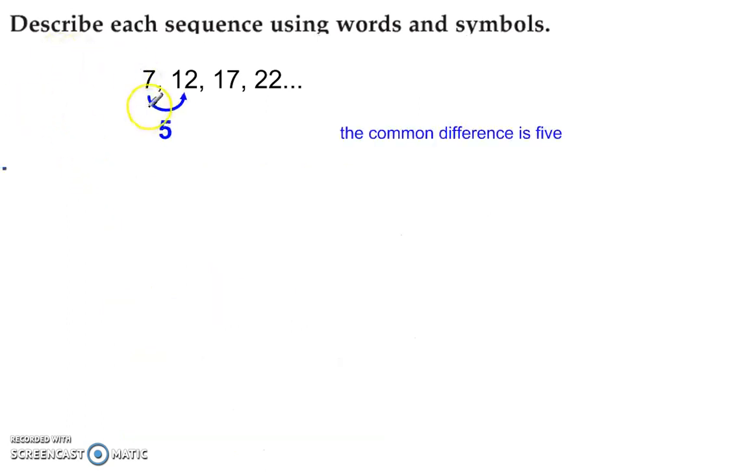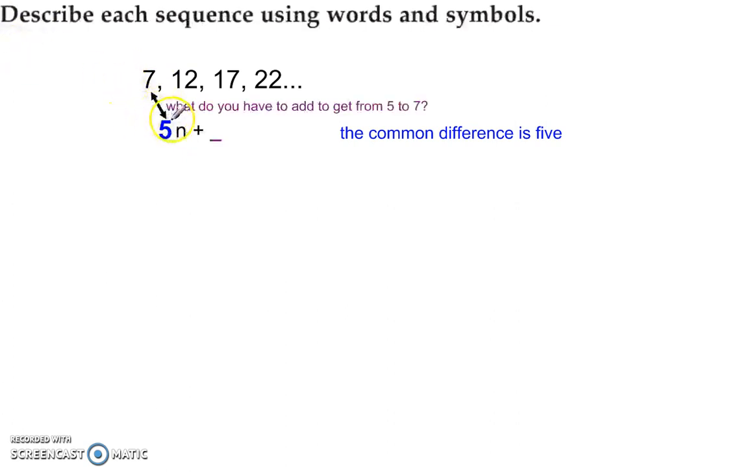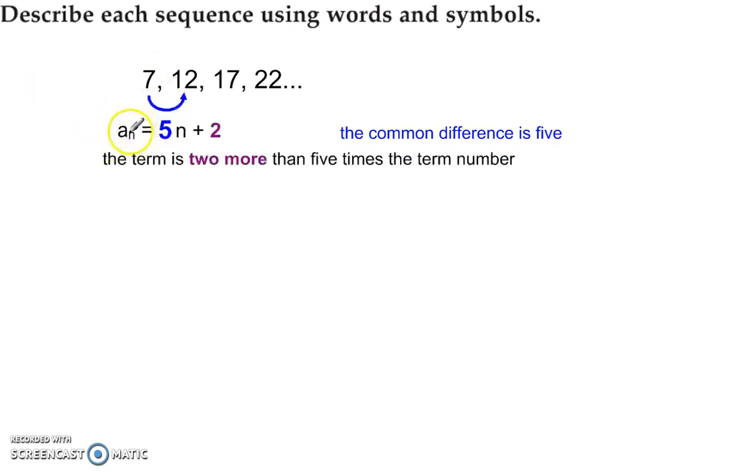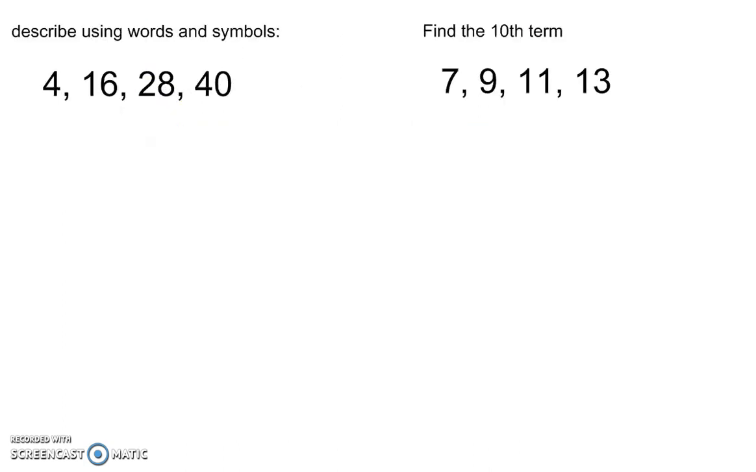So, first step you do is find the common difference. Now once you have that common difference, that's what you're going to multiply the term number by. So the common difference times n. Now the next thing you have to figure out is, what do I have to add to 5 to add to that common difference to get to the first term? Add 2 to this, and that gives you an equation of a of n is 2 more than 5 times the term number. So let's check that here.